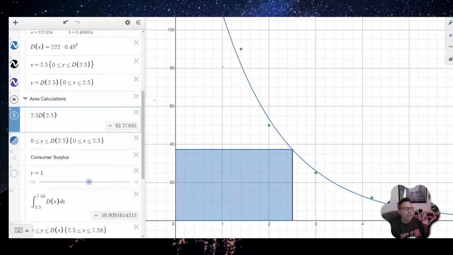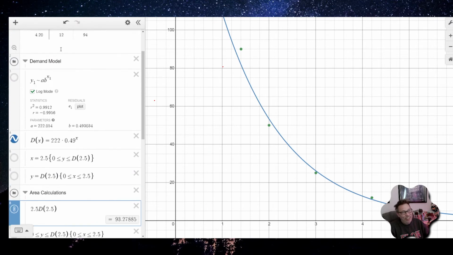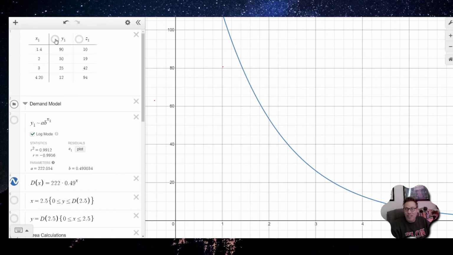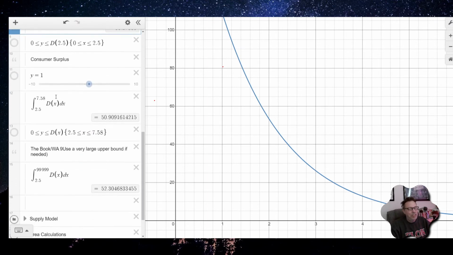Going back to Desmos really quickly. Well, let me hide a few things. I don't need that area. I don't need that line. I don't need that line. I actually don't even need the points at this point. So, the question.